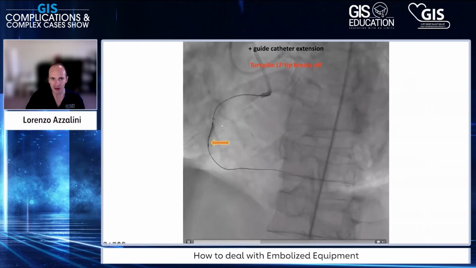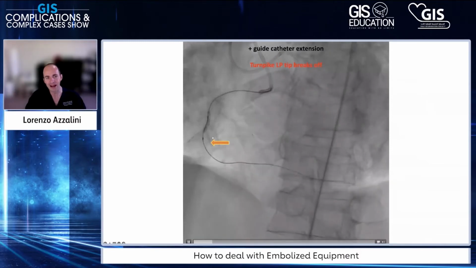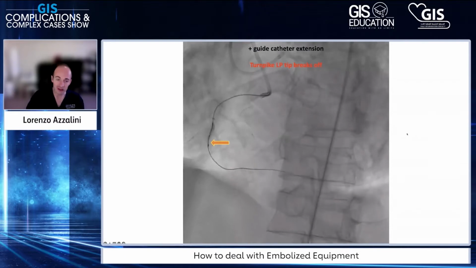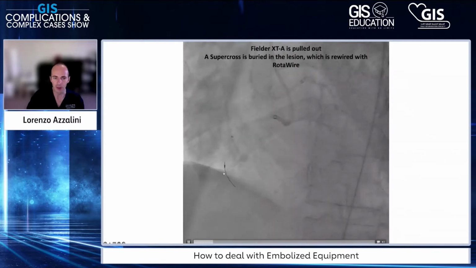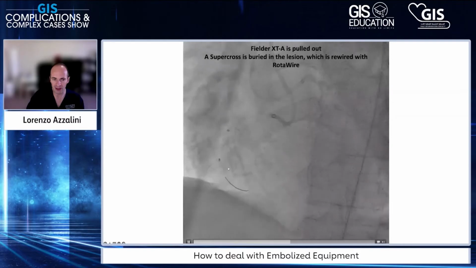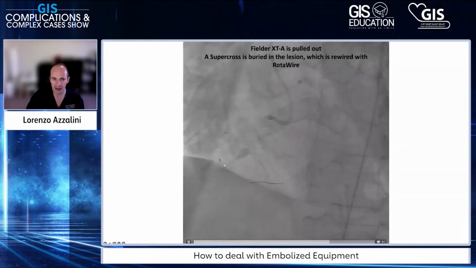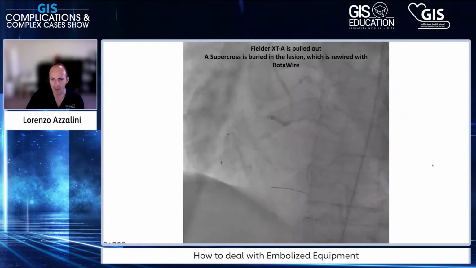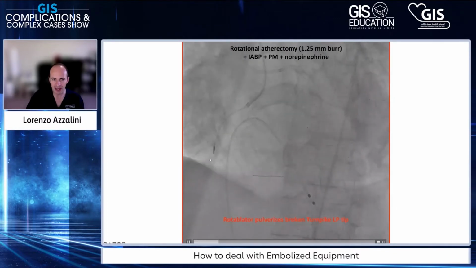And then a new Turnpike LP is advanced, but its tip breaks off and remains on the wire. So another balloon is advanced to try to release that area there, but to no avail. So what the operator does is advance a second wire over a Supercross microcatheter, rewires the occlusion with a RotaWire Floppy. You see the Supercross here is just at the side of where the Turnpike LP tip is located, and performs rotational atherectomy.